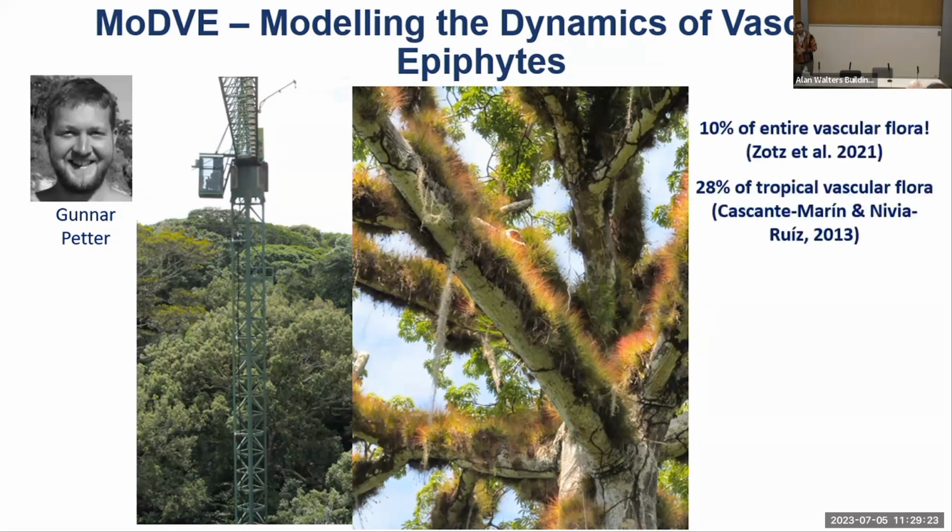And these, people are not much aware of that, but they make up to 10% of the entire vascular flora in the world, and up to a third of the tropical flora. So it's a really large proportion of biodiversity.